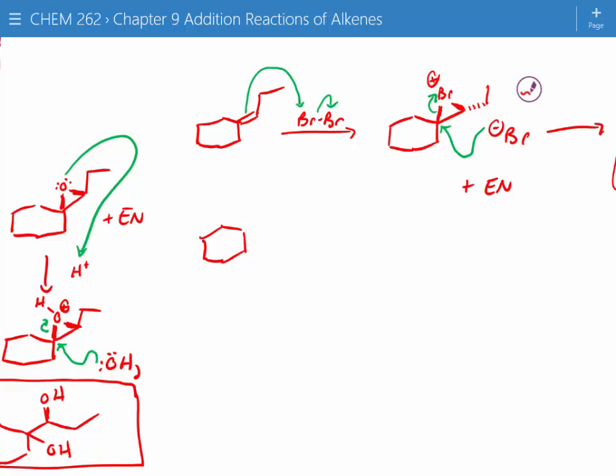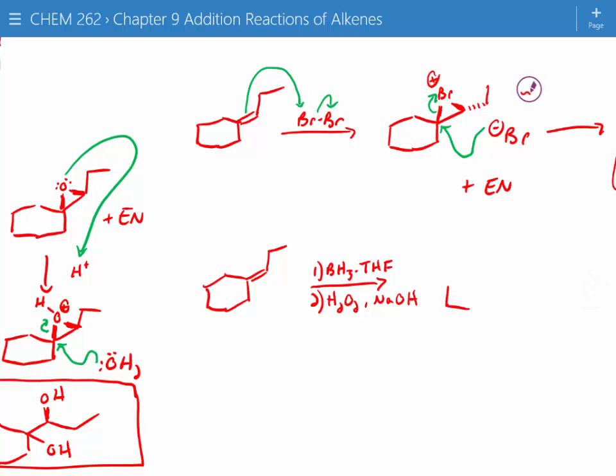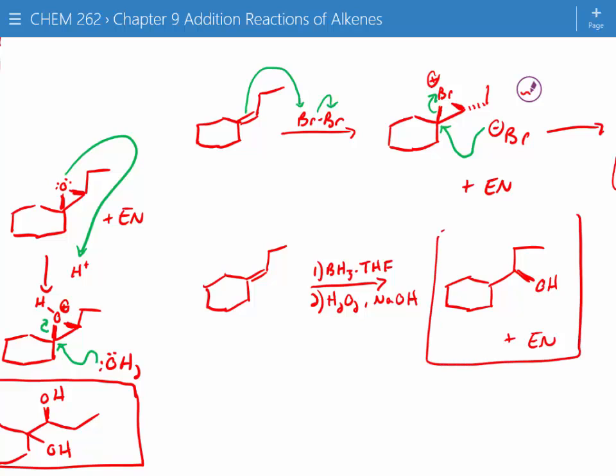This was one of the ones where I said you don't need to know the mechanism. Let me move this down a bit. This is BH3·THF. This is H2O2 and sodium hydroxide. If we do this, you've got a free card to skip the mechanism. But you do have to worry about the enantiomer. And this would be product E.